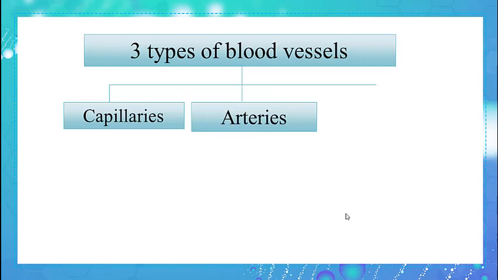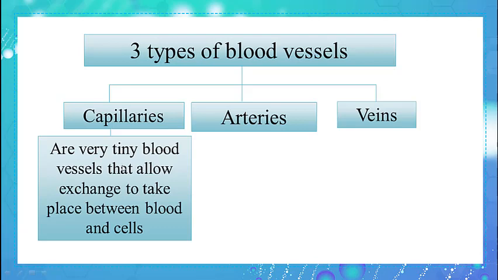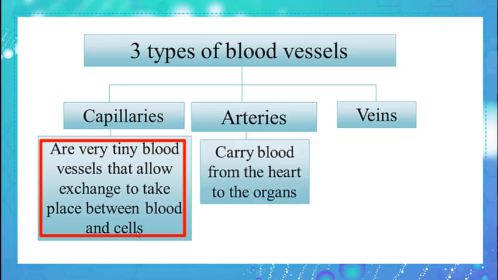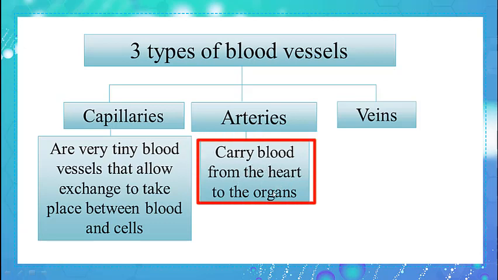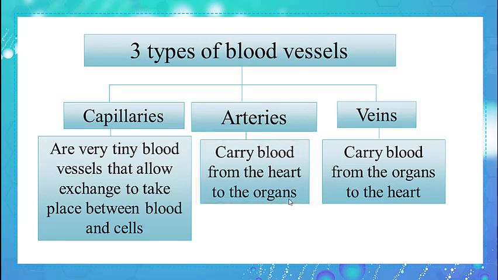Starting with the blood vessels, we have three main types. We have capillaries, we have arteries, and veins. In brief, capillaries are tiny blood vessels where we make exchanges between the blood and cells. We have seen that in the lungs, at the level of the alveoli, we have capillaries, and in our small intestine, we have also capillaries. Arteries are blood vessels, pay attention, that carry blood from the heart to the body organs, while veins are blood vessels that carry the blood back from the organs into the heart.